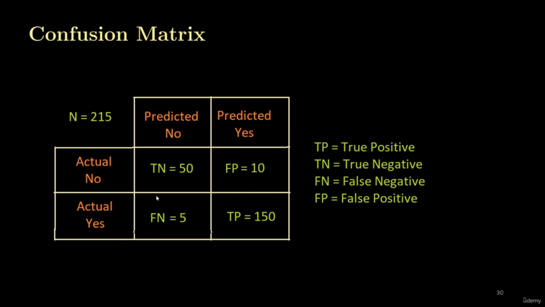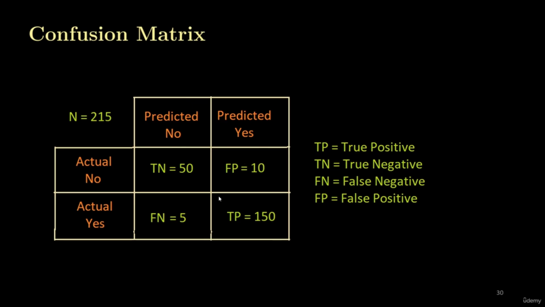Look at these 5 samples. These 5 samples actually belong to the positive class, but the model is saying that they belong to the negative class, the class whose name is no. So the model is predicting them wrongly or falsely as negative. That's why they are called false negative samples. So these are the 4 important names of the elements present in the confusion matrix: true negative, false positive, false negative, and true positive.